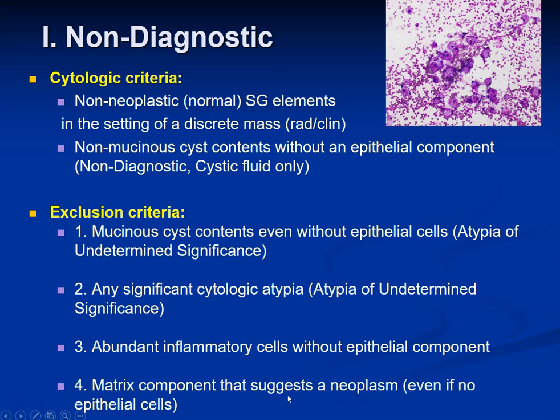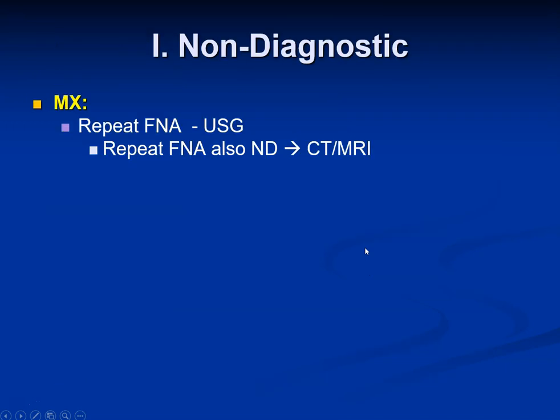Also, if there are matrix components, for example fibrillary stroma, that may suggest a neoplasm even in the absence of epithelial cells. Again, this should not fall into the non-diagnostic category.